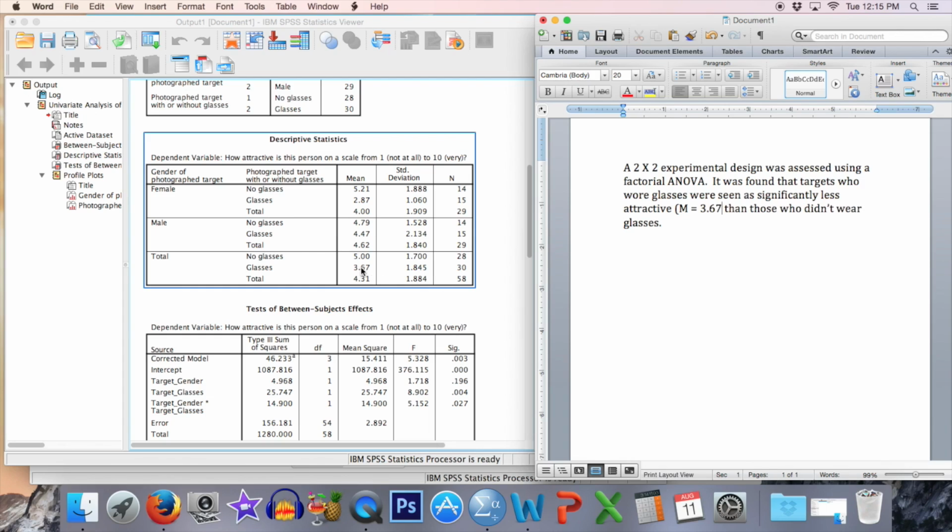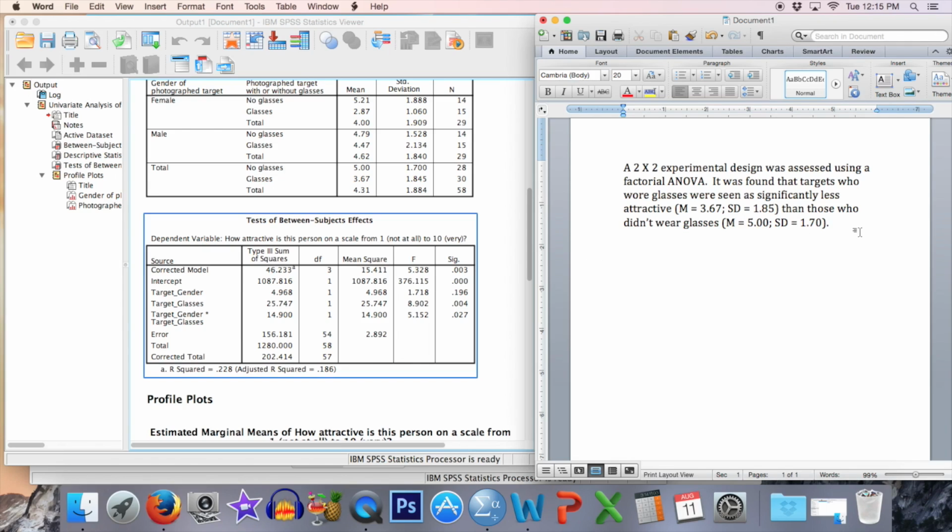I'm getting that right over here. And a standard deviation of 1.85. And you always want to round up or down from the 100th place. And then we're comparing that group to those who didn't wear glasses. And we'll give that the mean that it has, which is a 5.00. And even though it ends in 00, you have to report that because you always want to round to the 100th place. And a standard deviation of 1.70.